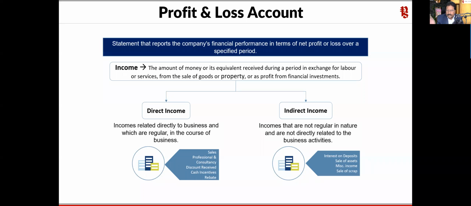Next year again, I'm going to claim 10% depreciation, but on the reduced value, not on my original cost of the asset. So in the second year, 10% on 90,000 is going to be 9,000. Like this, it keeps on reducing. So ultimately, after 10 years, your asset value is not going to become zero, right?